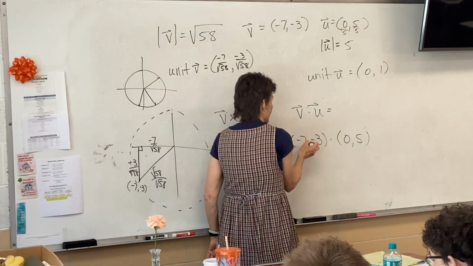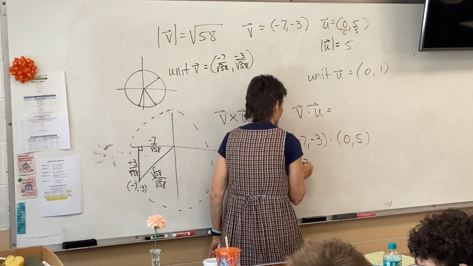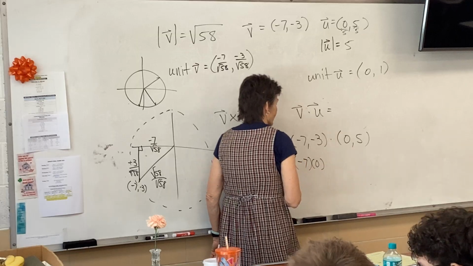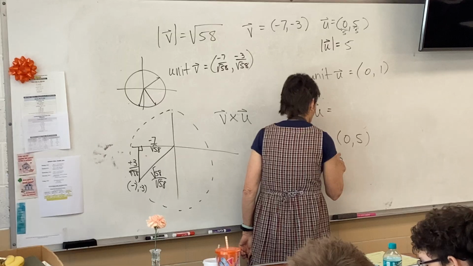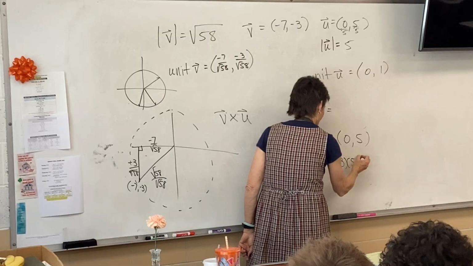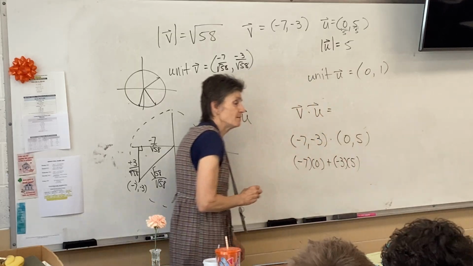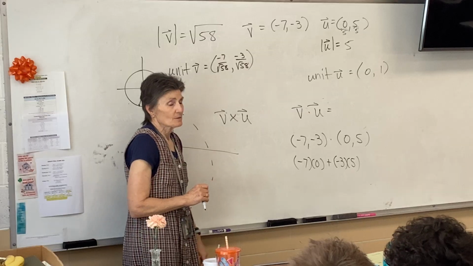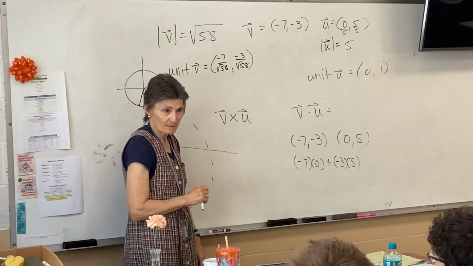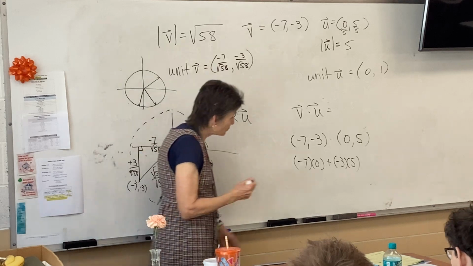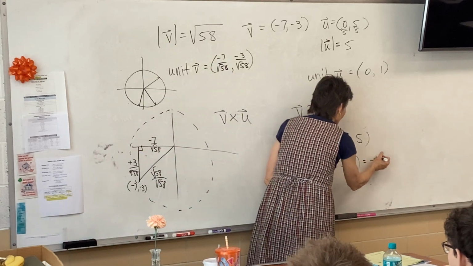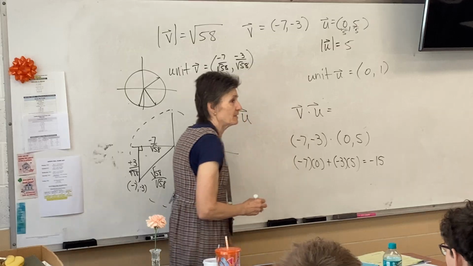Take -7 times 0, -3 times 5, and add them up. And that's your dot product. So basically it's x times x, y times y, and add them up. So I told you we were gonna get a number, we are gonna get a number, it's -15.